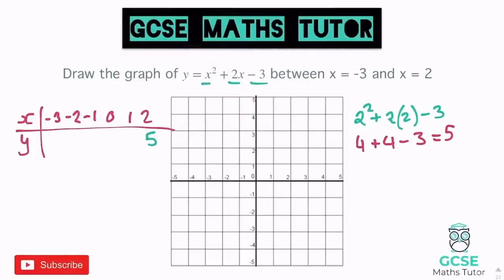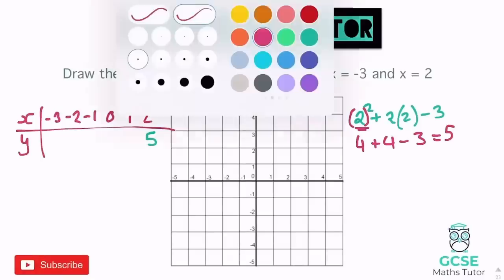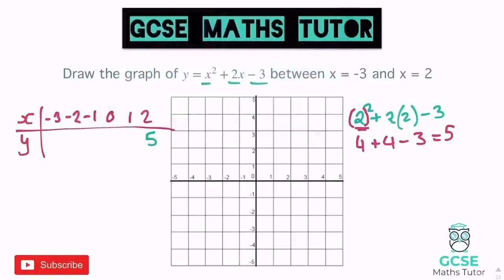So up here, where I put 2 squared in, we should really make sure we keep that in a bracket, because as we get down to those negatives, it's going to have a big effect, and we'll see what happens when we get to them. Now I'm going to do the other ones a little bit quicker. Let's have a look. So 1 squared is 1, add 2 is 3, take away 3 is 0.